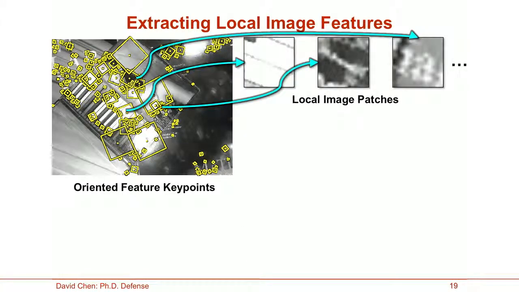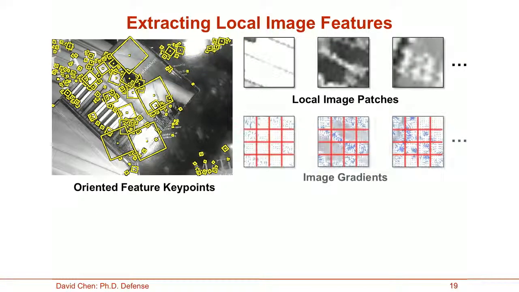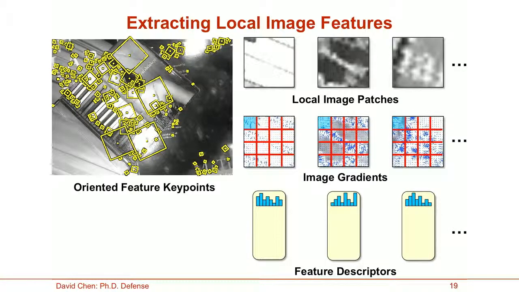From these oriented feature key points, we extract local image patches. We compute the image gradients for these local patches, and we further subdivide each patch into smaller spatial cells. For each spatial cell, we compute some statistics from the image gradients to form a portion of the feature descriptor. Then, by iterating over all of the spatial cells and concatenating their contributions, we obtain the overall feature descriptors.